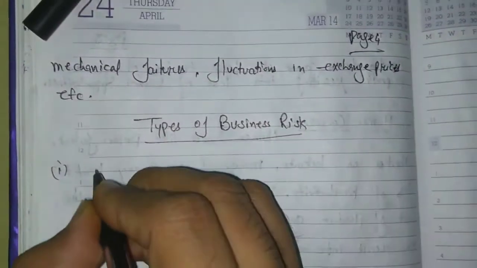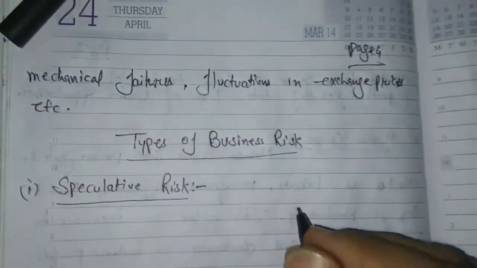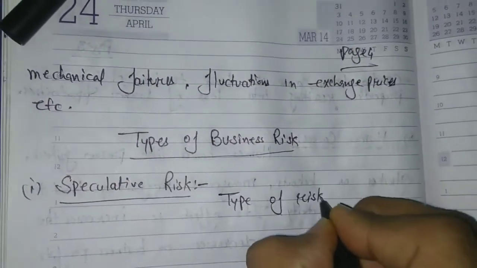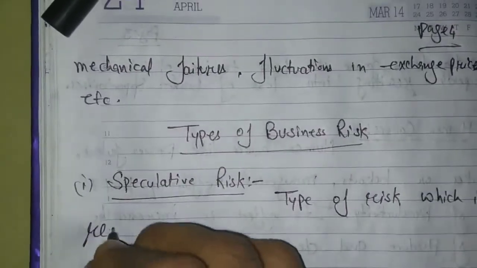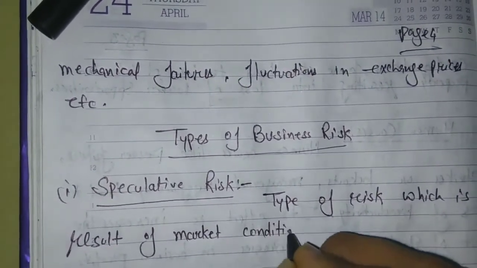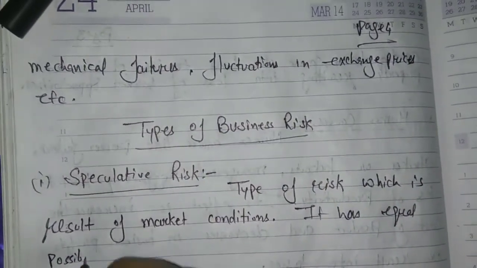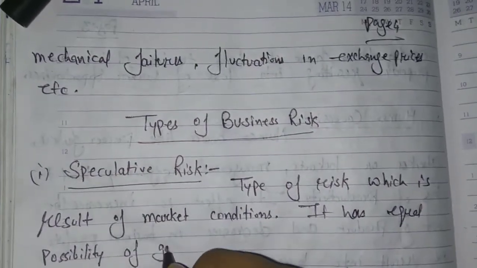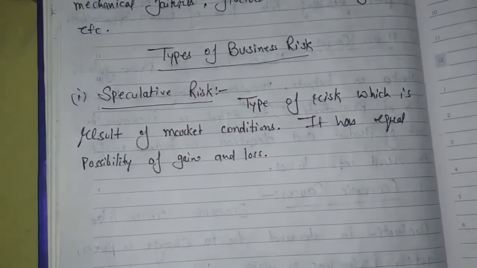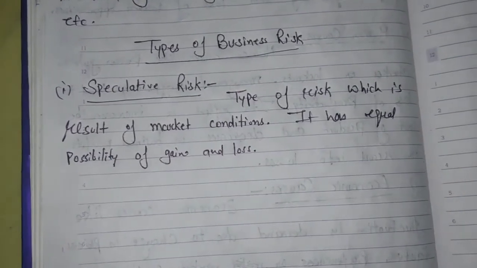First is speculative risk. This type of risk is a result of market conditions. It has equal possibility of gain and loss. If the market condition is favorable, then the business will earn the profit. If the market condition is unfavorable, the business will bear the loss.